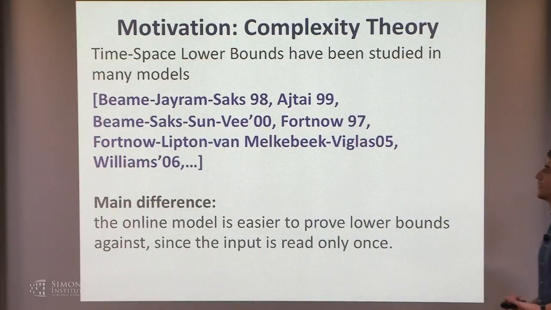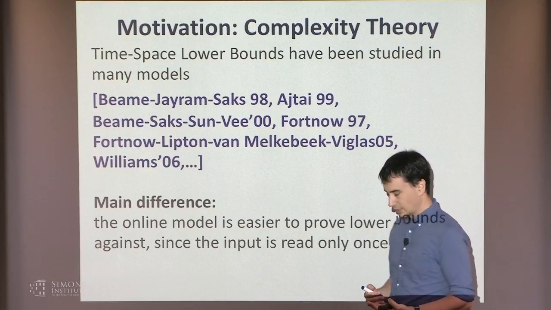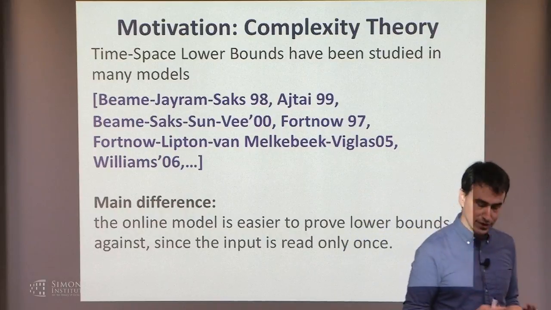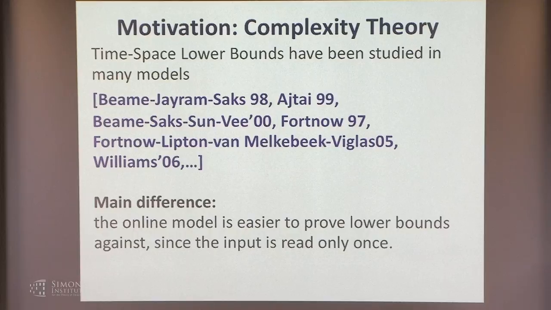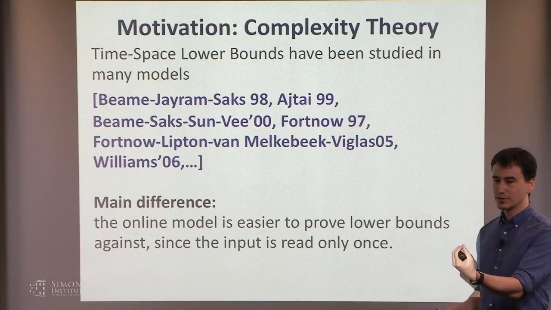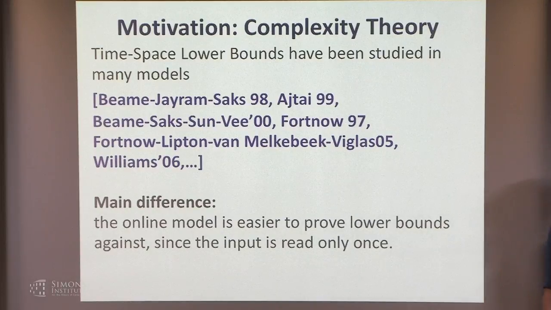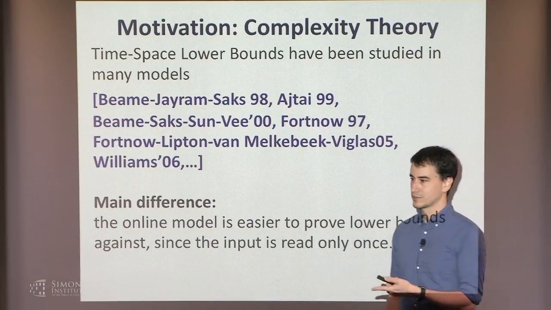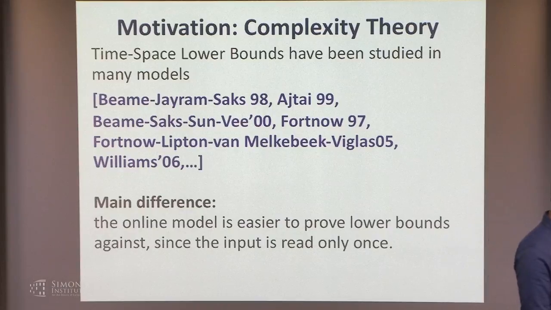So another motivation comes from complexity. Time-space lower bounds or time-space trade-offs were studied in complexity a lot. This is just a partial list of these works. The main difference in this work, and the reason that it can get a quadratic lower bound on the memory, is that the model here is different. The online model is a weaker model of accessing the input because we are accessing it as if it were a stream. So we can only do one pass on the input instead of going back and forth, which allows us to do more. I will not get into this too much, but I think that Ryan will speak about some of these results in his course on Monday, so I'll be very interested to hear more about that.